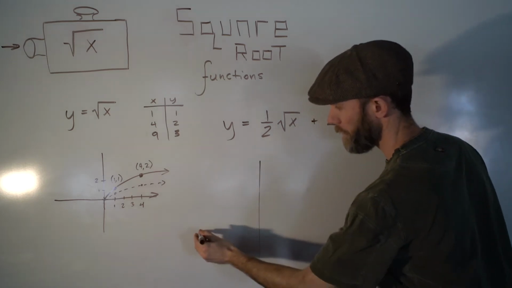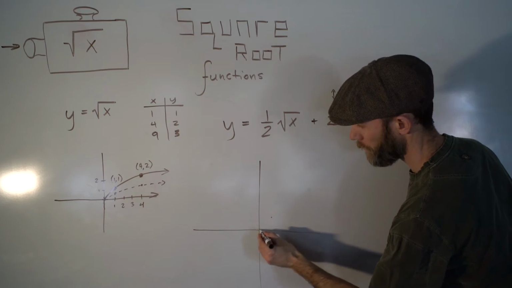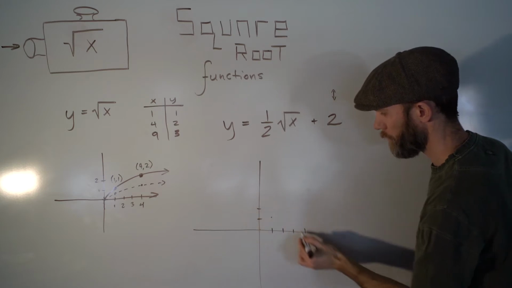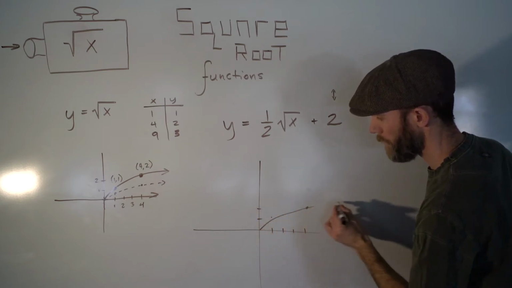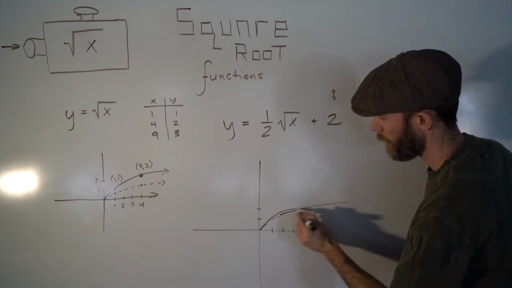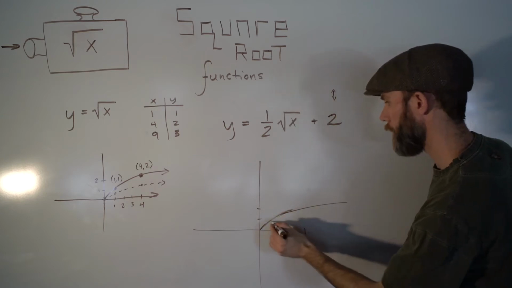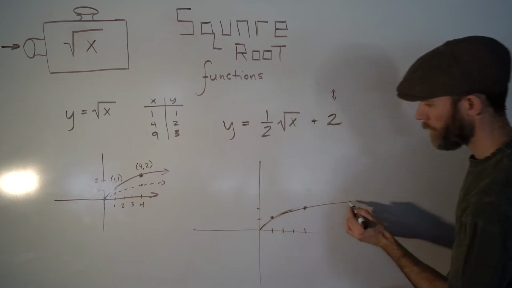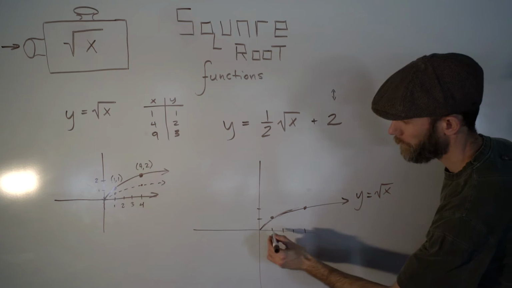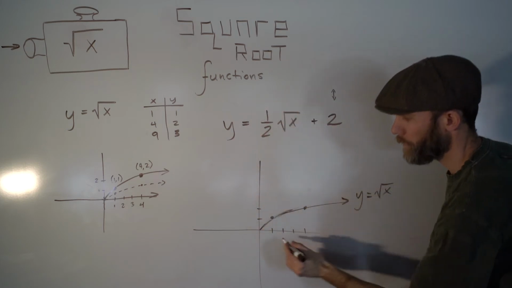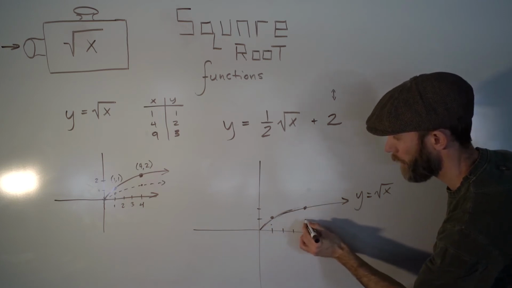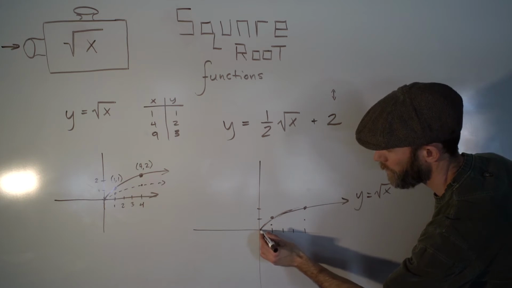So here's my parent function, goes through (1, 1), like this, goes through (4, 2), like that. Okay, so this is y equals root x. And then I have this one right here without the 2, and that just shrinks it down to half. So all these values are half as high. Okay, so that's this one here.